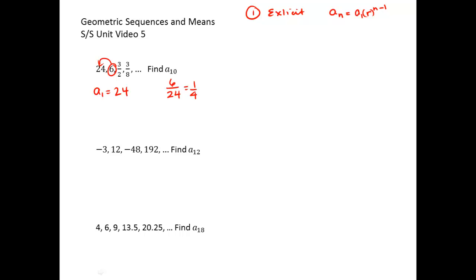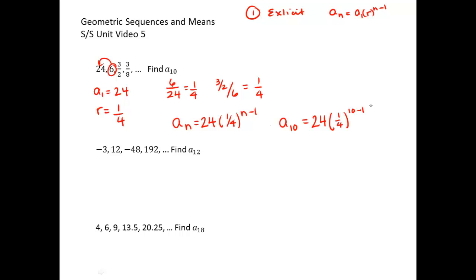And I definitely want to double check this, so I'm going to take 3 halves divided by 6 and check that one out. Go ahead, make sure you're using parentheses. 3 halves divided by 6, and I again get 0.25 or 1/4. Okay, so that's my r value, and then we're ready to write the explicit. So my explicit formula is a sub n will equal 24 times 1/4 to the n minus 1 power. At this point, I'm ready to substitute in 10 because I want to find a sub 10. So 24 times 1/4 to the 10 minus 1 power.